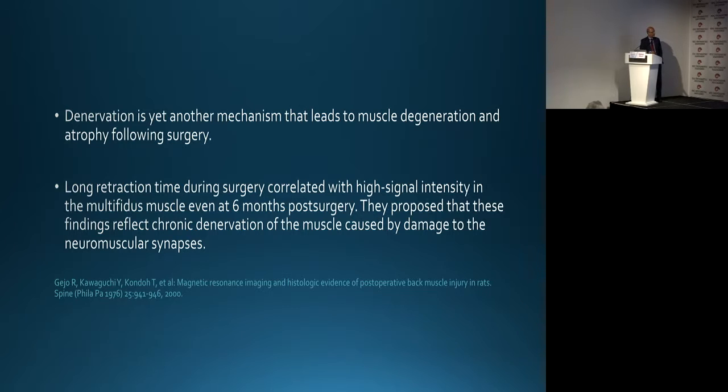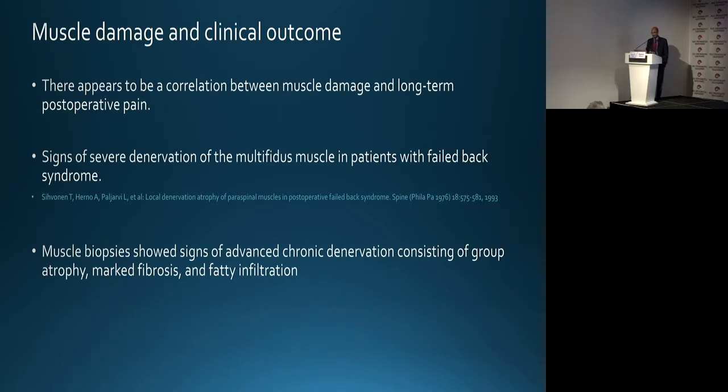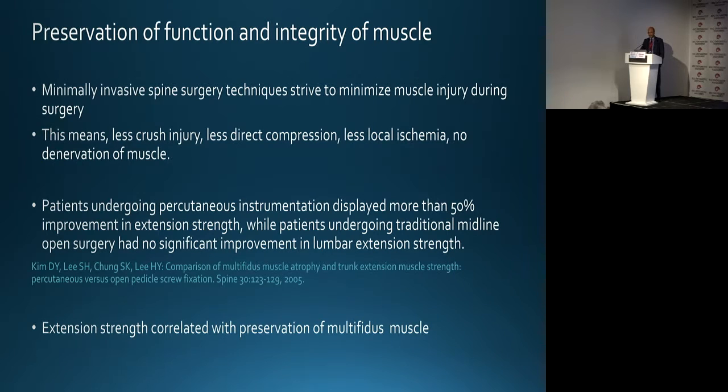Long retraction time obviously correlates with high signal intensity that we see 6 months post-op. Clinically, can we correlate that? Yes, there appears to be a correlation between muscle damage and long-term post-operative pain. Signs of severe degeneration of multifidus in patients with failed back syndrome have been shown in many studies. Muscle biopsies showed signs of advanced chronic denervation consisting of group atrophy, marked fibrosis, and fatty infiltration.